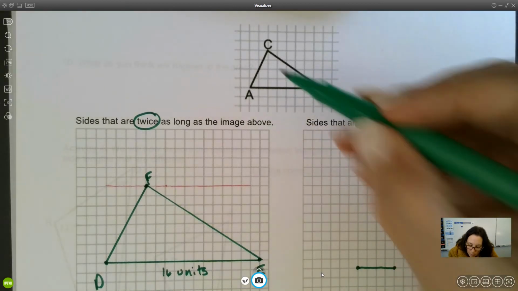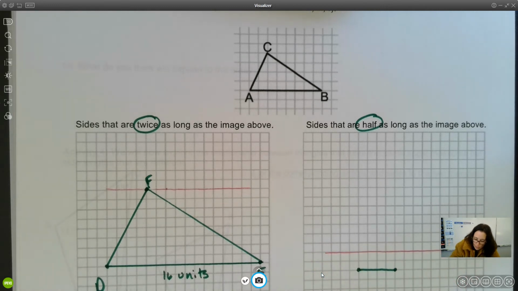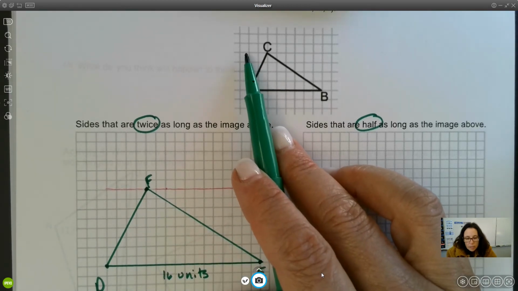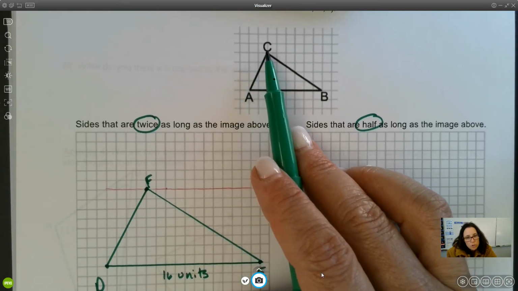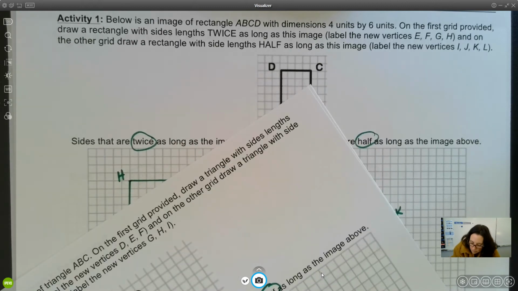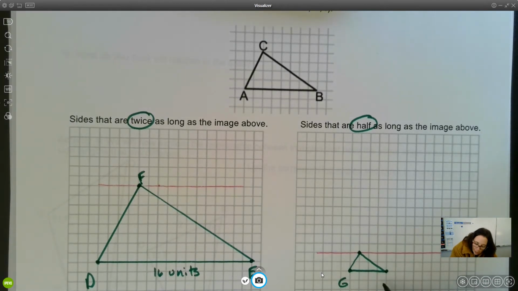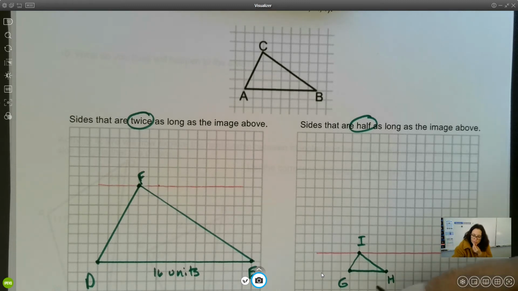Now the question is, where do we put that? We know we're going to be up 2 units somewhere. We're going to be up here, but we don't know where to put it. Now if we go up 4, we better go up 2. If we go right 2, we better go right 1. So right there is where we're putting it. And then we're going to label that one GHI. And this is 4 units.